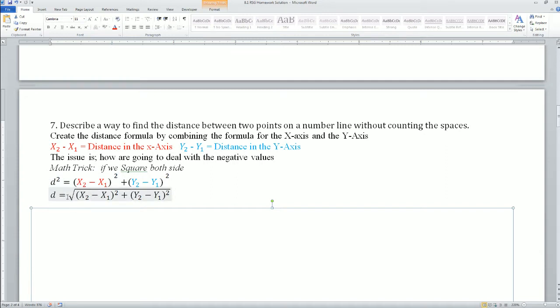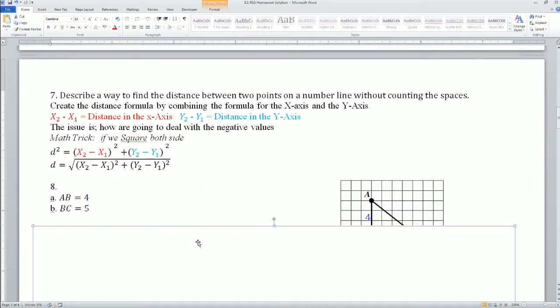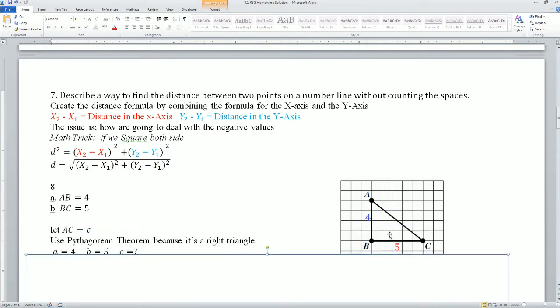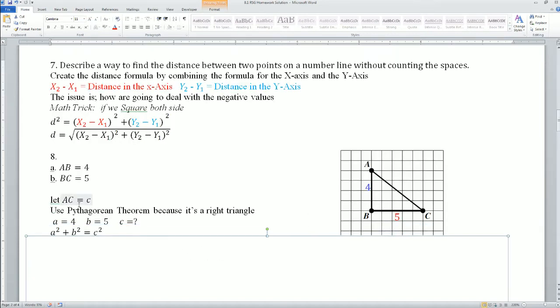This formula is just the square root of your change in the x-axis squared plus your change in the y-axis squared. Let's do 8. I got 4 and 5 here by just counting the values of A and B. To find C, let's take the line AC. It is the hypotenuse. How do I know? I can use the Pythagorean theorem because it is a right triangle. How do I know it's a right triangle? AB is a vertical line, BC is a horizontal line. Horizontal and vertical lines always intersect at 90 degrees, making a perpendicular angle.